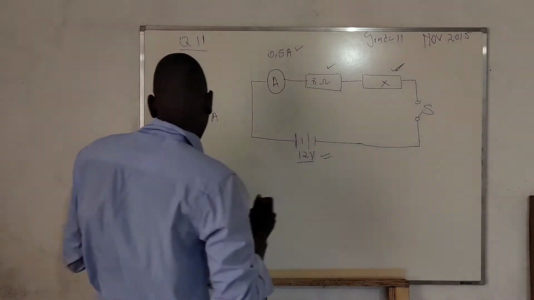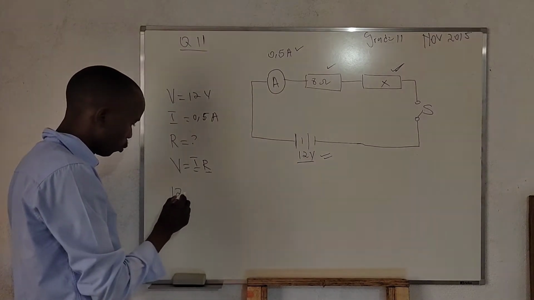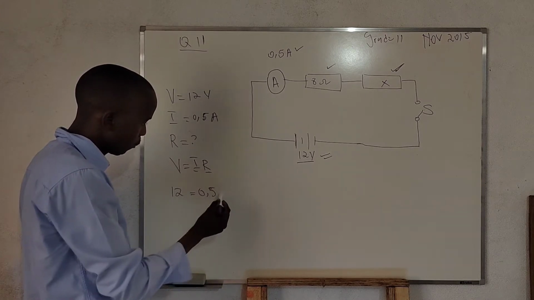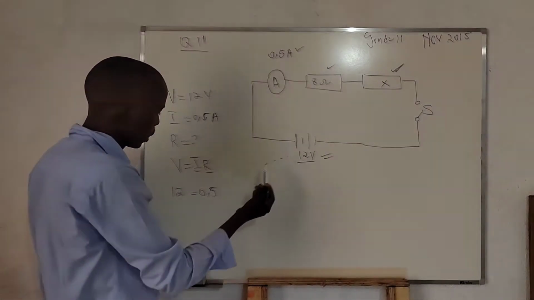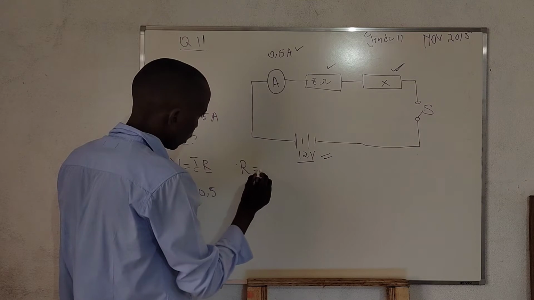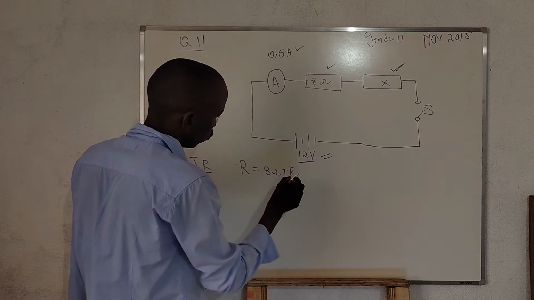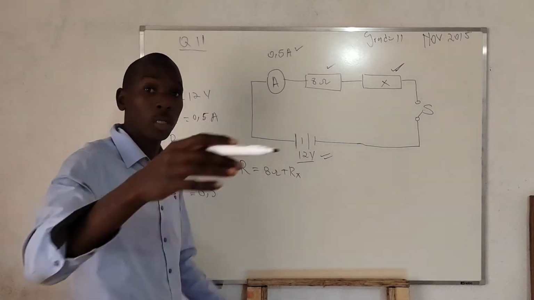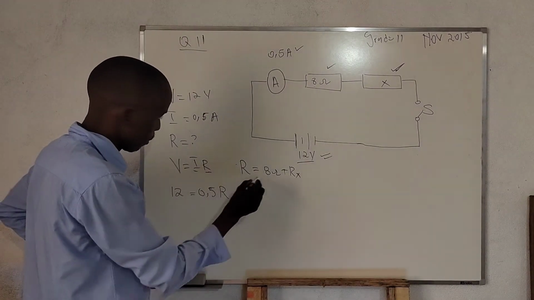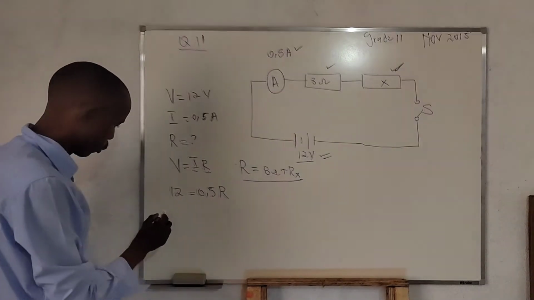We don't know that resistance; we are looking for it. So V, the voltage, is 12 volts, and I, the current, is 0.5. Total resistance R is given by 8 ohms plus Rx. I'm going to call the unknown resistance Rx. Remember, R is given by this because the resistors are in series.